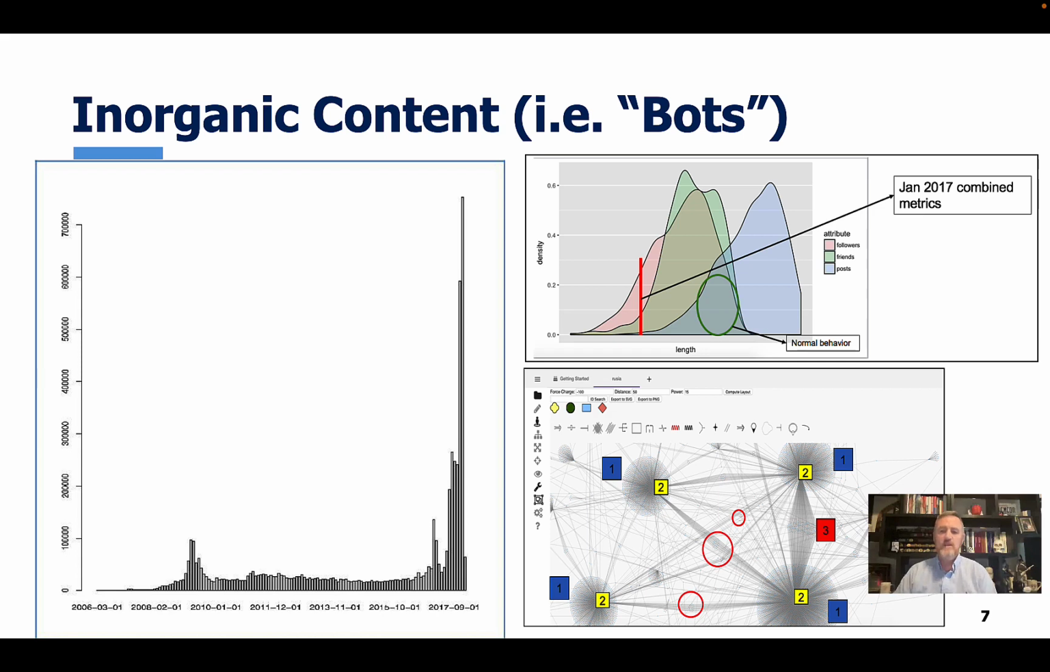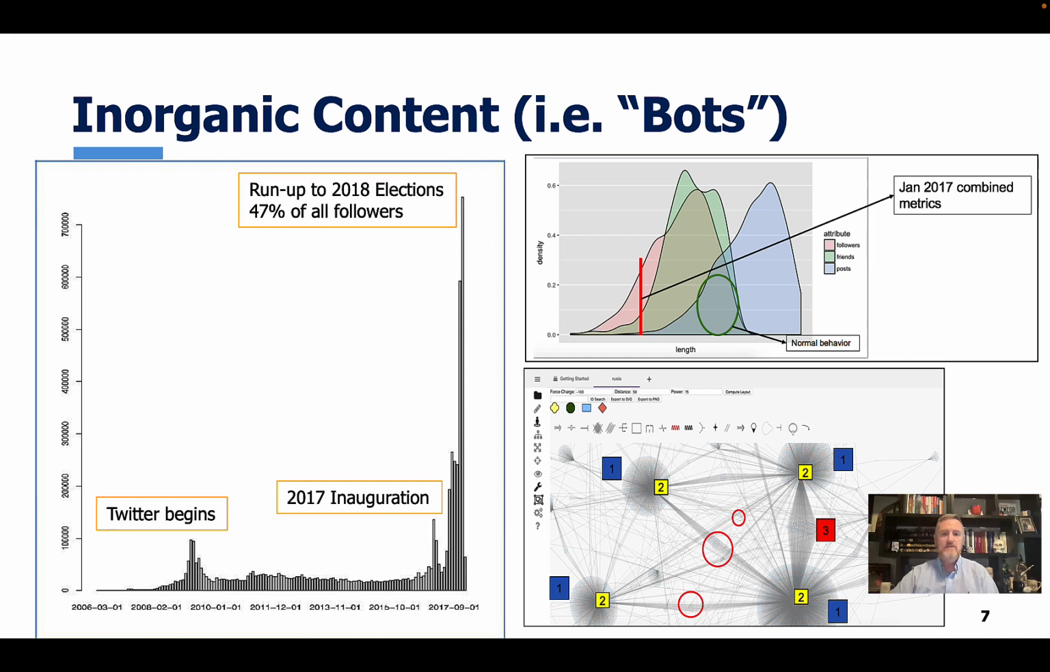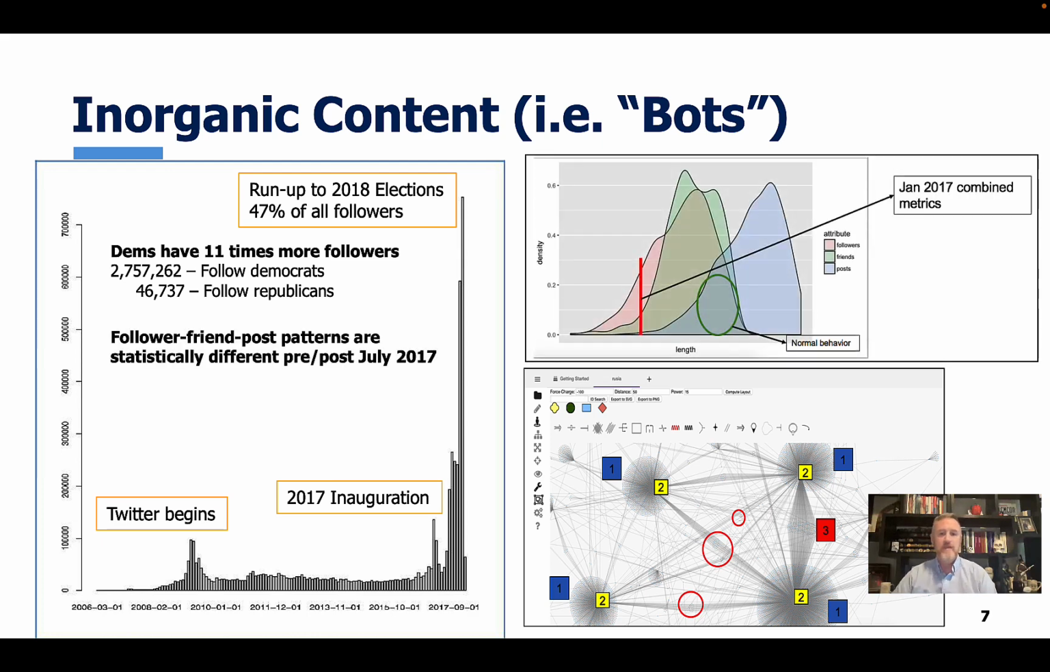Well, when you look at their structure in the overall network, what you see is they're structured in a way to actually manipulate the platforms to increase or suppress the visibility of content. And so then we can actually look at when those occur. And we found that in this particular instance, the Democrats had 11 times more followers, and the follower friend post patterns were statistically different.